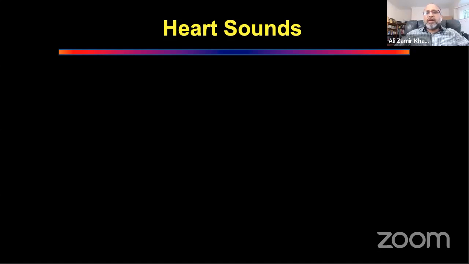So draw a vertical line and draw diastole, then draw another vertical line, draw systole, then draw another diastole and systole, and give me the sounds. Where is the first and the second heart sound? I want to know the first and the second heart sound. This is my last slide for this talk, and then we'll go back to ECG.